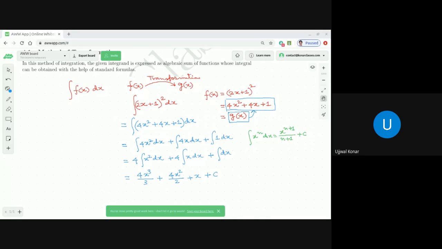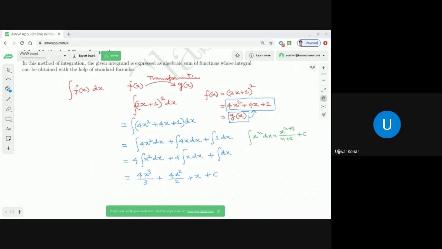Like this, we can generally classify functions, dear students, like algebraic functions, then trigonometric functions, then exponential functions, logarithmic functions. So we'll see how the transformation works pretty well for all these kinds of functions.